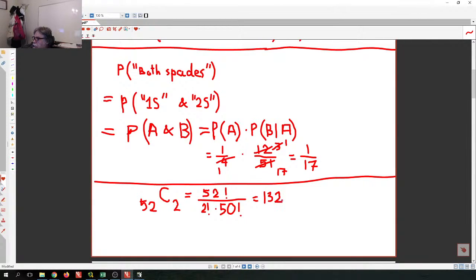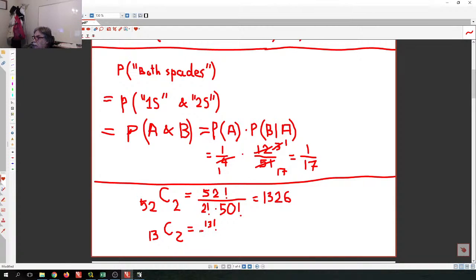So these are 1326 different ways to get 2 cards out of the deck of 52. Now, in how many ways can there be 2 spades? Well, it's a similar question, only this time you're talking about spades only, so you have only 13 spades. You have 13 cards to choose from, and you will choose 2. So I get the same calculation here, only the 52 is now replaced with 13.